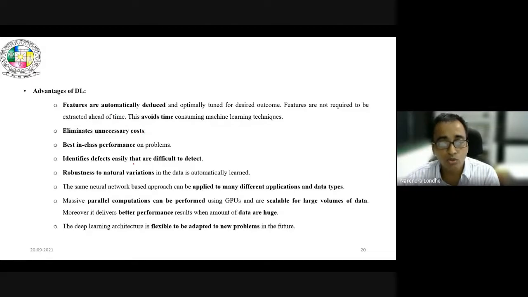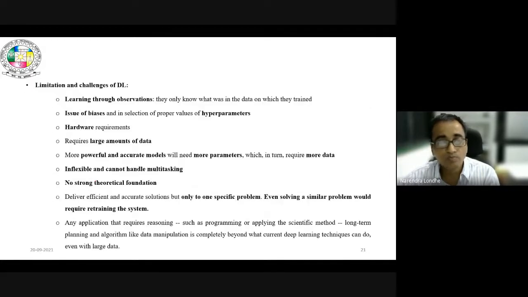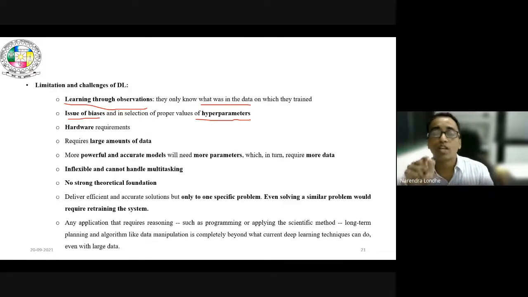So I will just go ahead. Now, there are limitations. We have to think about this one. As there may be many budding researchers here, you have to always think about these limitations while designing your DL architectures. First thing is learning through observations. You have to have what was in the data. You have to understand this. You also have to talk about the issue of biases in selection of hyperparameters. This is very important.